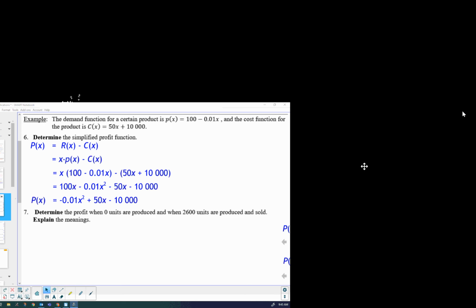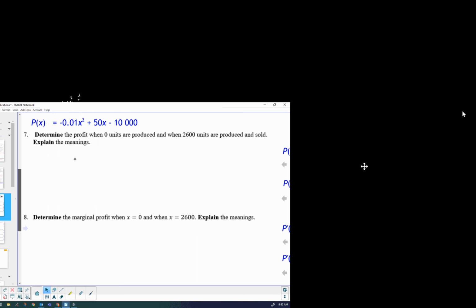Number 6, anyone have questions with my work? So you're good with this profit function. We want to know profit when 0 units are produced and when 2,600 units are produced. What do we do? Plug in the numbers. So here we go. There's my profit function.